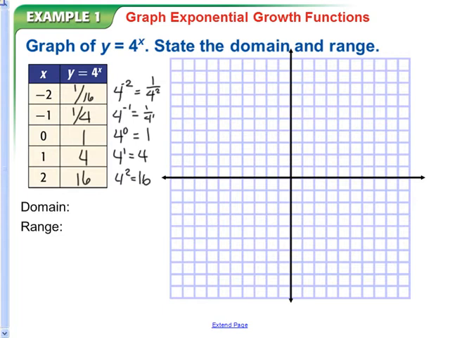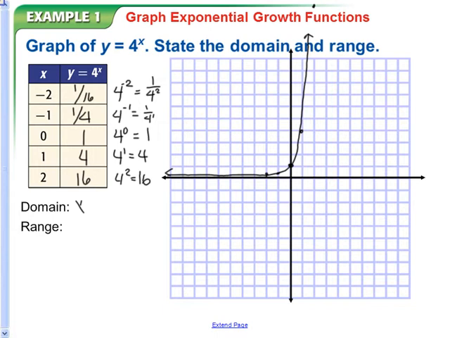And at negative 2, it's 1/16. So it's very close to the x-axis, but it is not touching it. Negative 1 is 1/4. 0 is 1. 1 is 4. And 2 goes off the page, so that's up here somewhere. So when you draw this graph in, you get really close to the x-axis, but you do not actually touch it. And then you go up. So there's our graph.